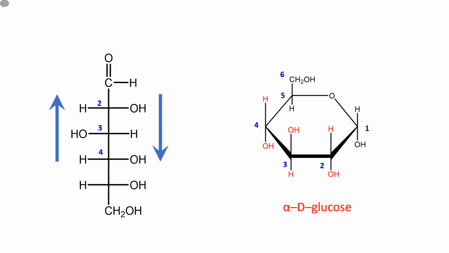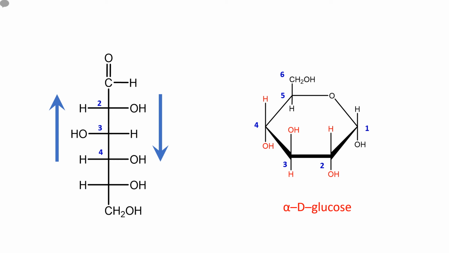So for carbon 2 in the ring form, the hydrogen is going to point up because it was left up to you, meaning that the hydroxyl will point down. The same thing for carbon 3. The OH was to the left, so it points up. The hydrogen was to the right, so it points down. And carbon 4. The hydrogen was to the left, so it points up. The hydroxyl was to the right, so it points down. Carbon 5, we've already dealt with carbon 5 because that hydroxyl was used to form the ring.